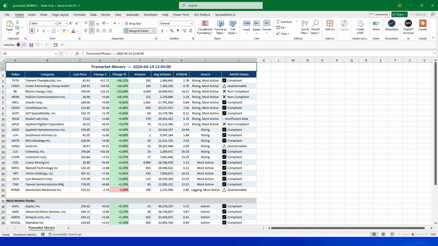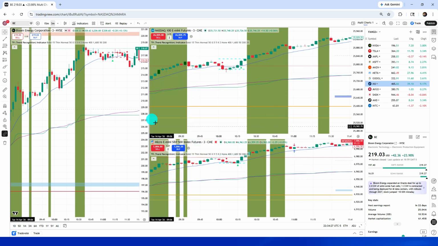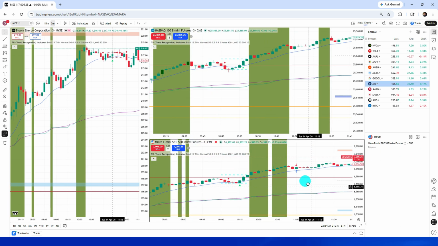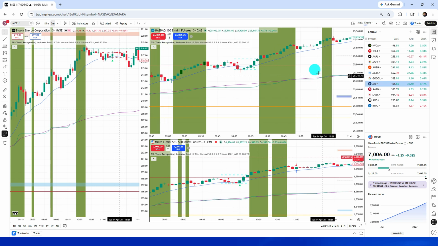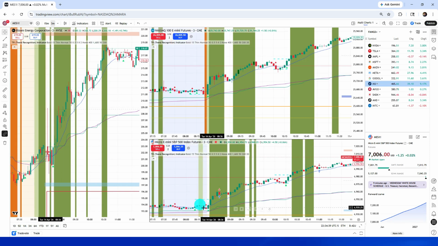So let's take a look at the trading indicator itself. This is Bloom Energy, and just around 8 o'clock, as we saw, it was around 199. So we should wait and see where the market is going. On your right, you see S&P 500 in the bottom panel and Nasdaq in the upper panel, and both of them started showing green zones right after the beginning, which means the market was strong and giving a continuous uptrend direction.